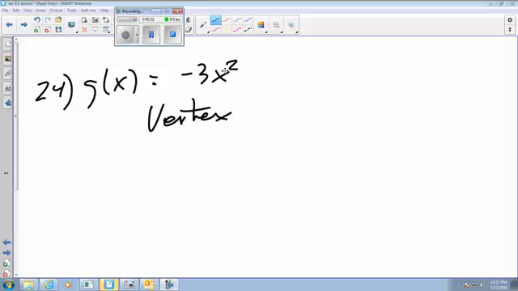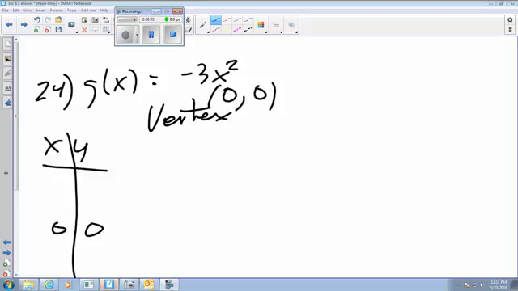So our vertex, because there's no parentheses, the x value is 0. Because there's no number after it, our y value is 0. So we're going to make a table with 0, 0 being our middle. The two numbers on either side of that are negative 2, negative 1, and 1, 2.